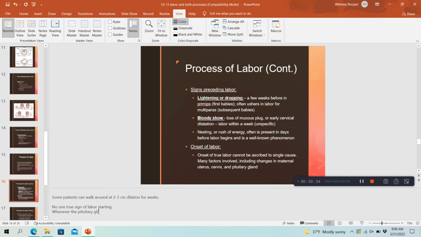Pitocin that we give you is the synthetic form of oxytocin. That's our lab-made oxytocin. But the body releases it naturally, and when you go into labor on your own, oxytocin is released. You start having contractions. Those contractions cause the cervix to efface and dilate. And one of the things that we do know does cause the pituitary gland to start releasing oxytocin is when the body deems that the uterus is full.